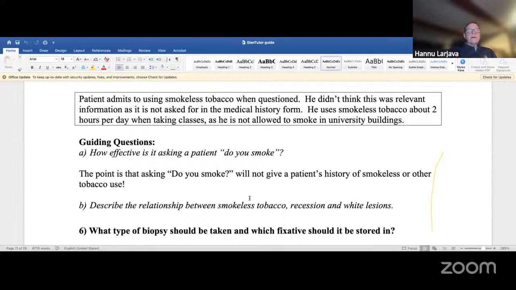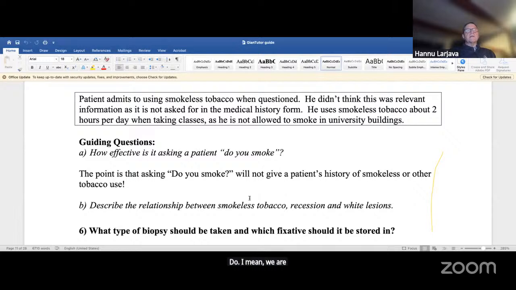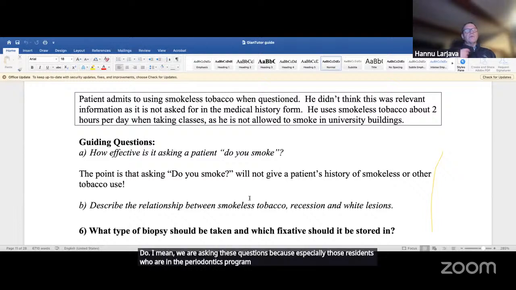So can anybody answer what kind of biopsy you will take, and what kind of fixative you will use? I mean, we are asking these questions especially for those residents who are in the periodontics program, and personally, I take a lot of biopsies of all kinds of lesions in the mouth. It's part of the perio training we have.